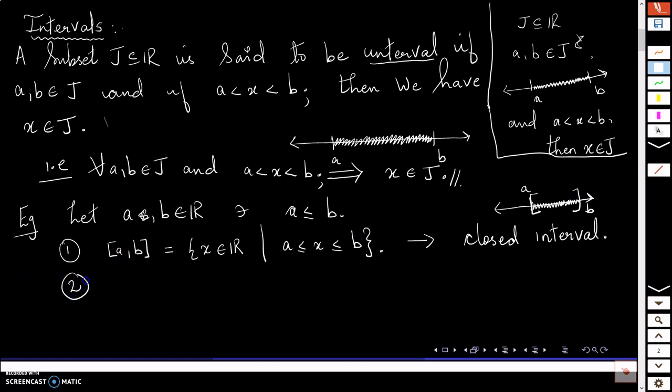The second kind of interval that we have is the open interval. So I will have open brackets at the end now on both the sides.